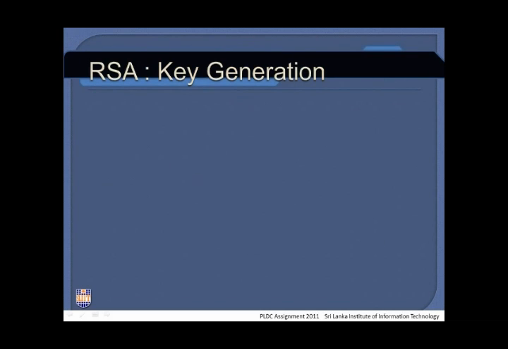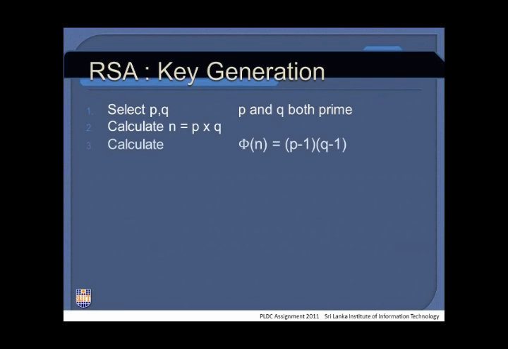RSA key generation. This slide explains the RSA algorithm, which creates the public and private keys. As the first step, two prime numbers are selected randomly as p and q. Then calculate the product n. As a third step, calculate (p minus 1) times (q minus 1), which is denoted as phi(n).